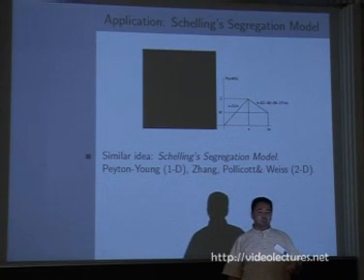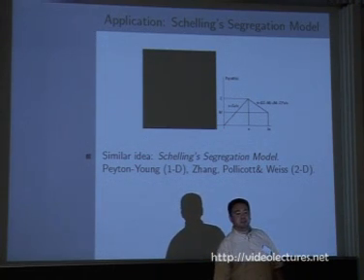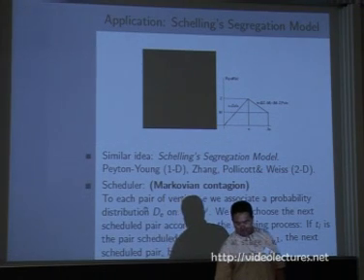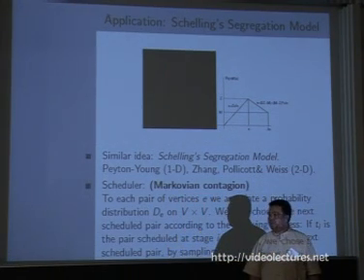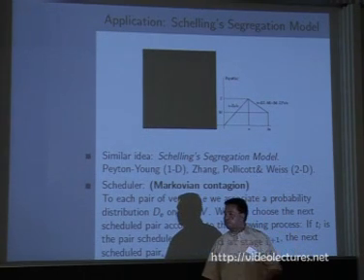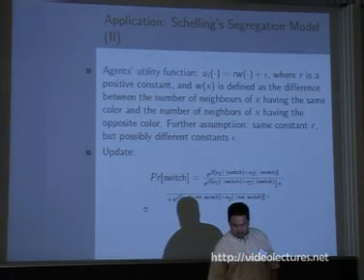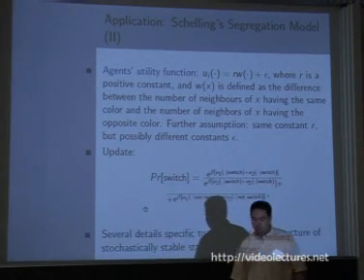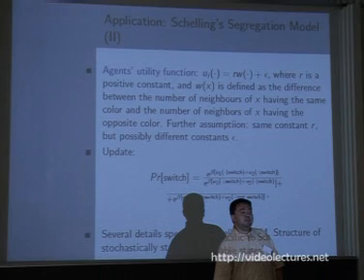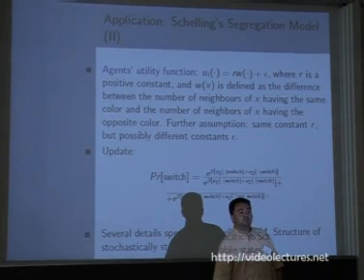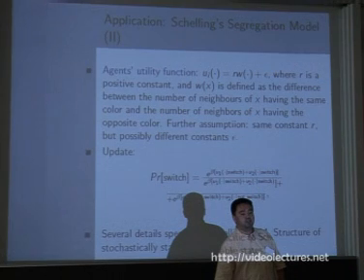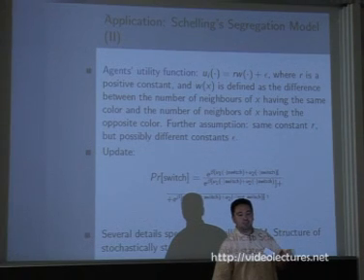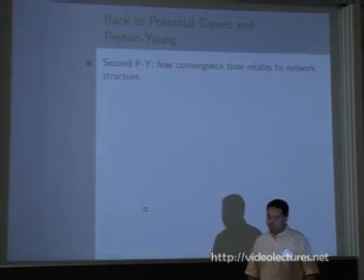There is an application to the Schelling segregation model, which is, again, close to a potential game in the version that I'm talking about. A one-dimensional case was done by Peyton Young. A two-dimensional model has been considered by Zhang and Pollicott and Weiss. And I'm not going to go over the specific details. It's not directly following from the properties of a potential game. So this result has extra features that are not directly following from that.